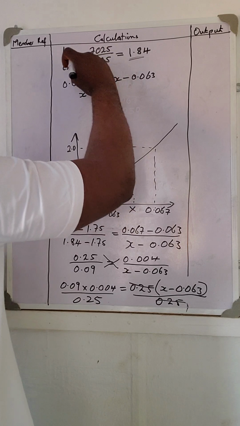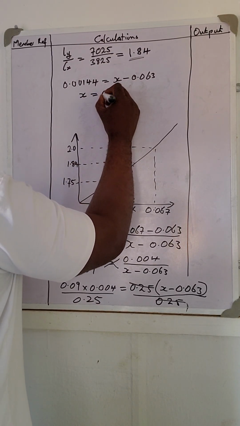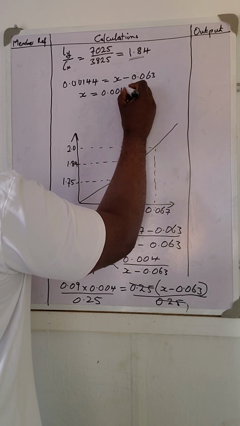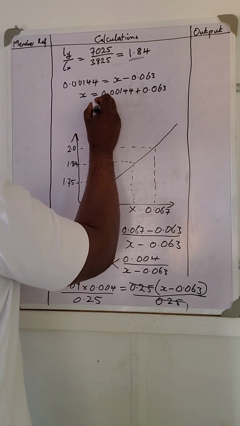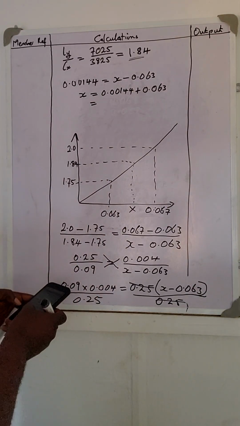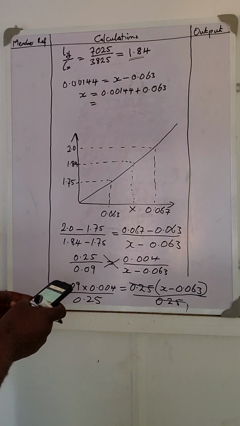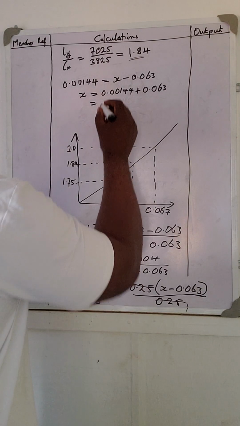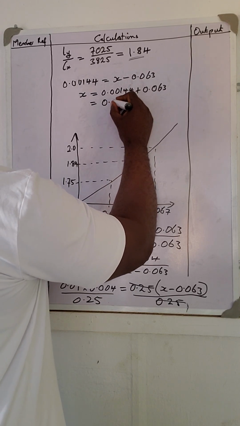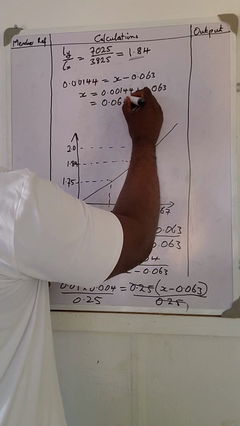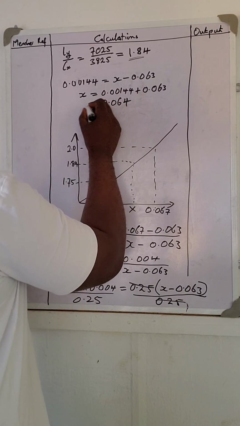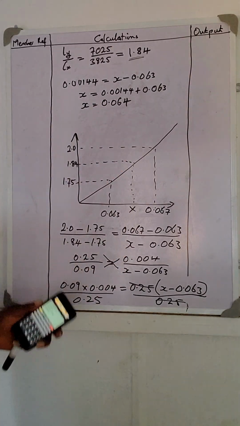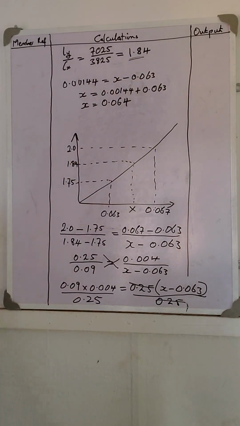that x, this one will move to that side, is equal to 0.00144 plus 0.063. Now that x is equal to 0.064. That will now be for the negative coefficient, right? Remember, we have been working on the negative coefficients all along.